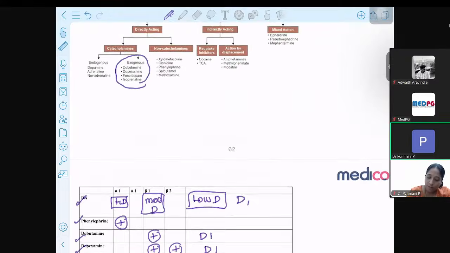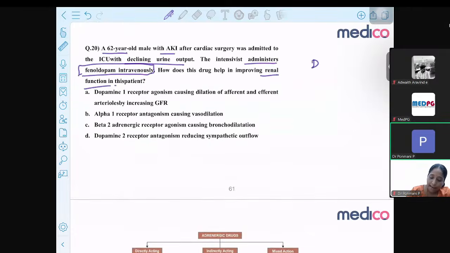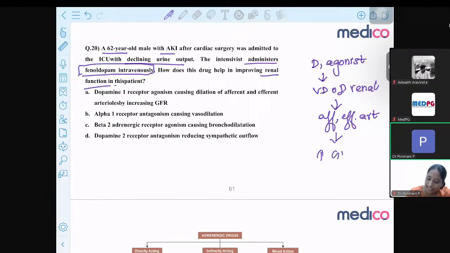So what is this fenoldopam going to do? By acting as a dopamine agonist, it is going to cause vasodilation of the renal arteries, that is, both the afferent and the efferent arteries. And it is going to increase the GFR. So, fenoldopam among the options, which is it? It doesn't act on alpha-1. It doesn't act on beta-2. It doesn't act on D2 also. It acts only on D1. So, the correct option is dopamine 1 receptor agonism, which is causing dilation of the afferent and efferent arterioles. So, the option here is option A.